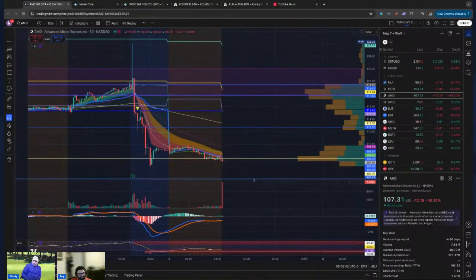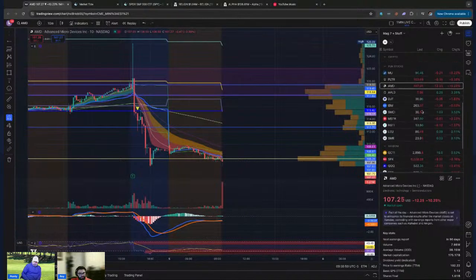107.30. We'll see if they buy the dip on AMD or if everybody just swears it off. Let's see.